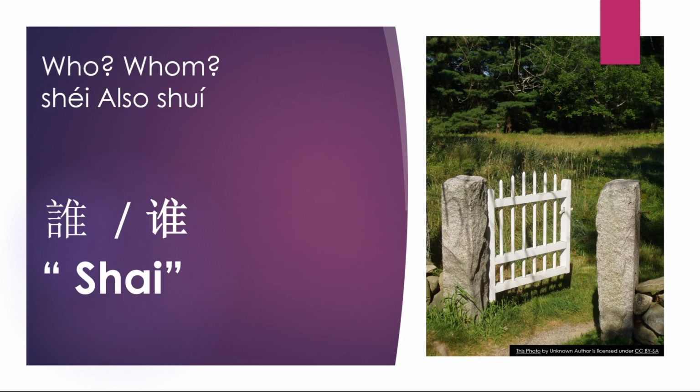So this is our next character that we are going to look at. The character is shéi. You can also write this in two different ways. It has multiple meanings. It is related to who or whom. It is sometimes also written as shuí, but all the way it's spoken as shéi. So the only thing you need to remember is shéi for who or whom.